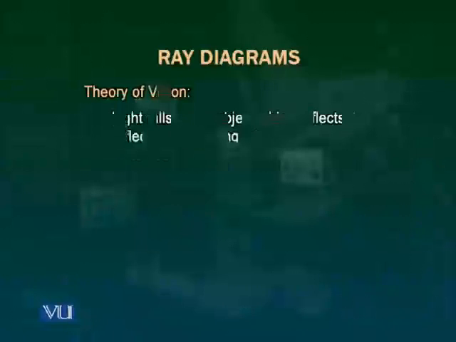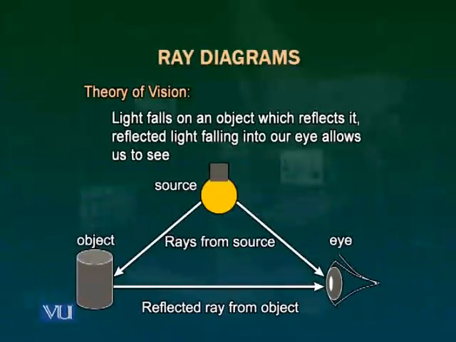Now, the mirror which we are seeing is a plane mirror, because if you look at curved mirrors, then of course there are situations in which you will get a real image as well as a virtual image.